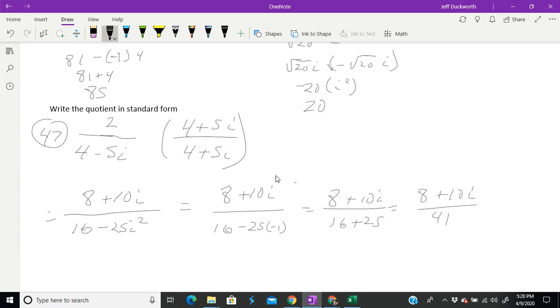All right, but this is not in standard form, and in fact, it's still a quotient. But we can break this into two pieces, which is 8 over 41 and 10 over 41. So we have 8 over 41 as our a, and 10 over 41 is our b, and then we multiply by i. So that would be the standard form of that. Let's pick another one of those.